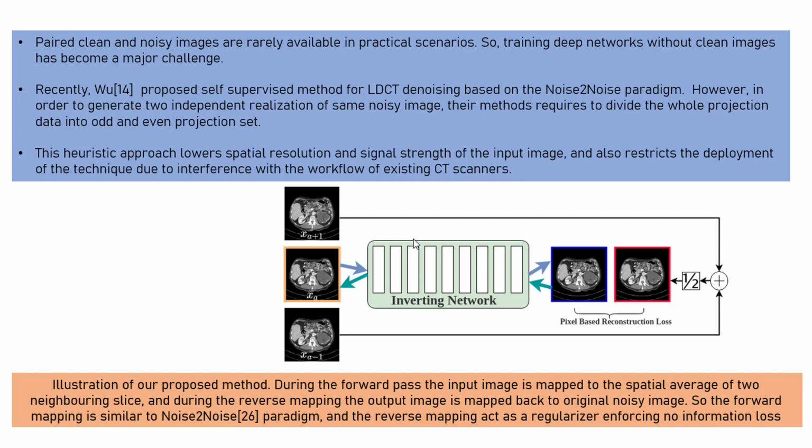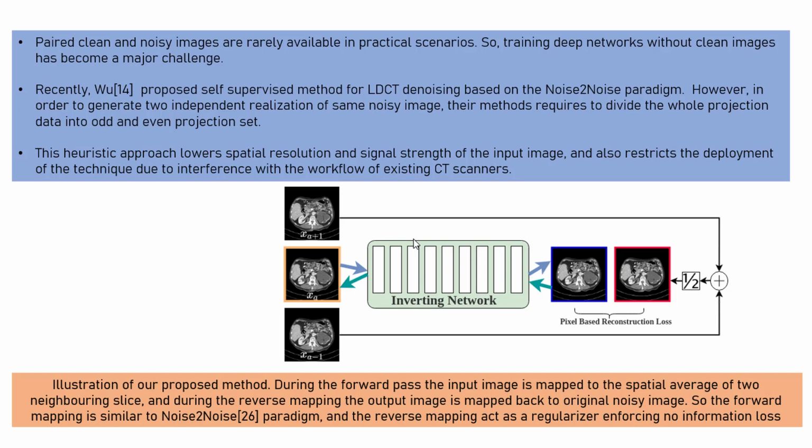Nowadays, deep neural network based methods have emerged as one of the most promising methods for denoising or artifact removal of low-dose CT images. However, this method requires paired noisy and clean images, which are rarely available in medical imaging, which in turn limits the practical implementation of this method.